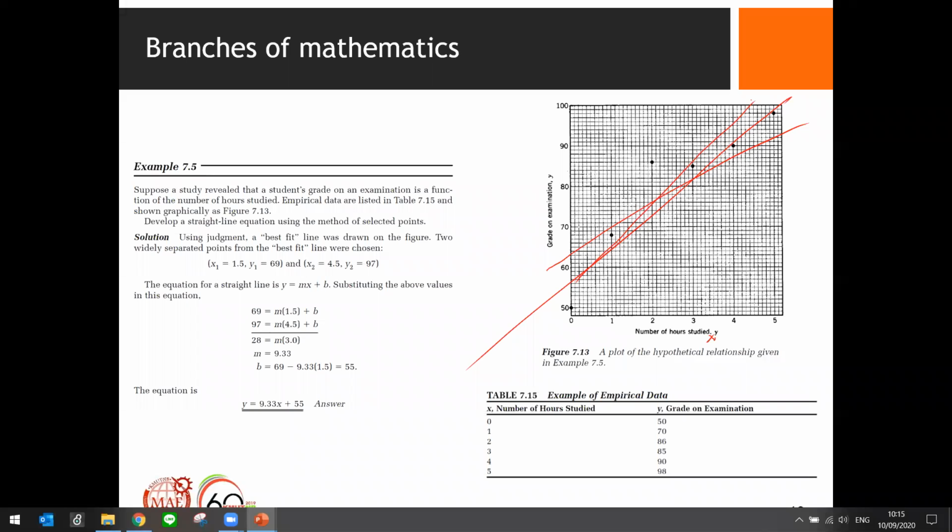So, we call this the graphical method. It's like you just guess the solution. However, we can have a systematic method, and we call it the averaging method. And I would like to ask you to follow the steps.